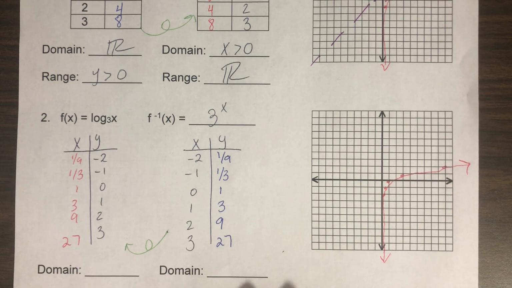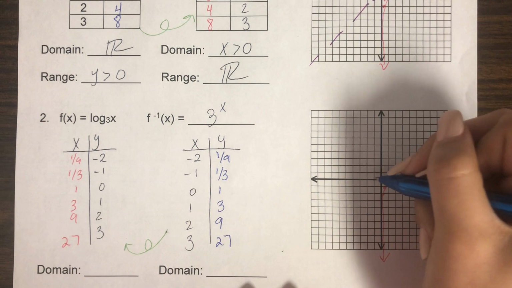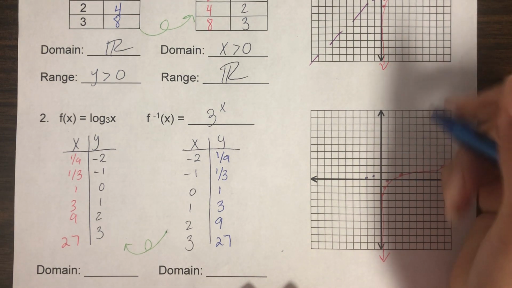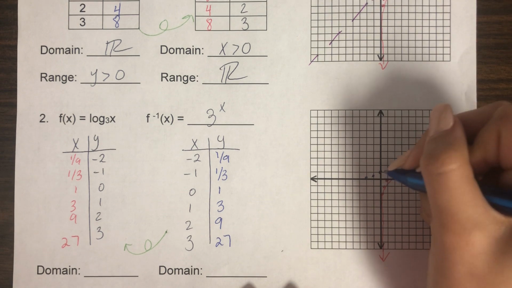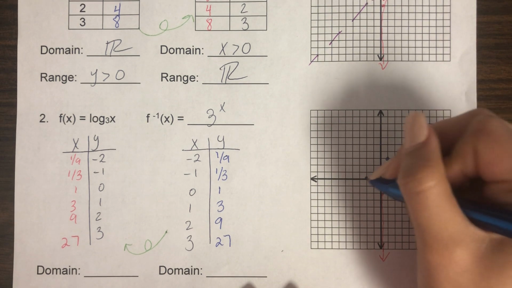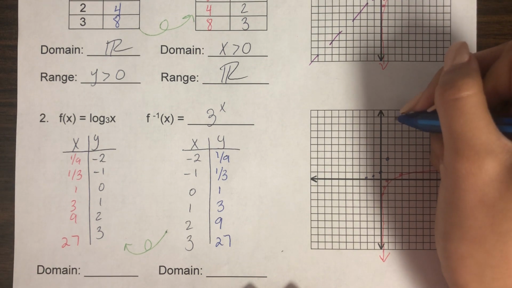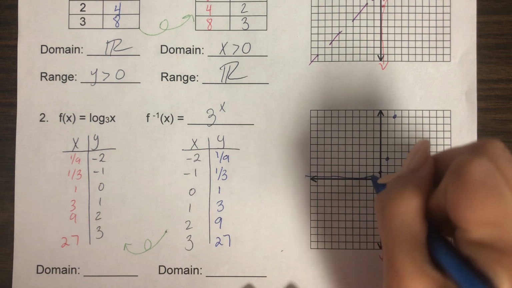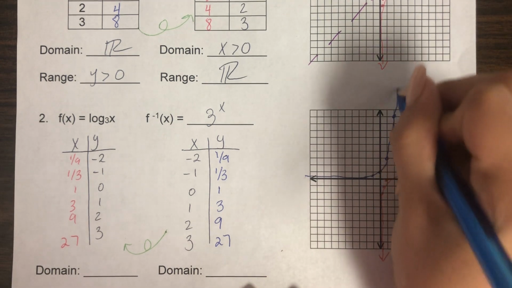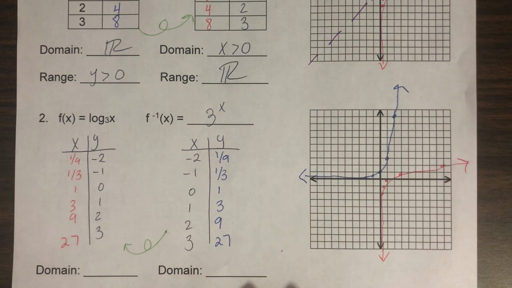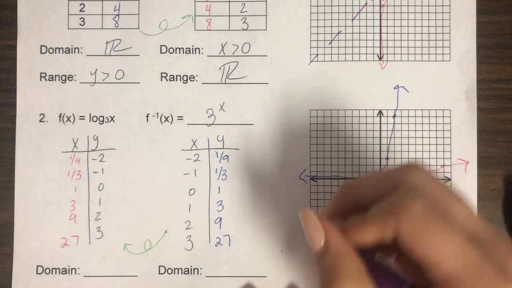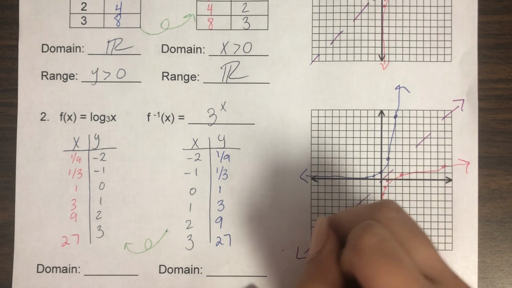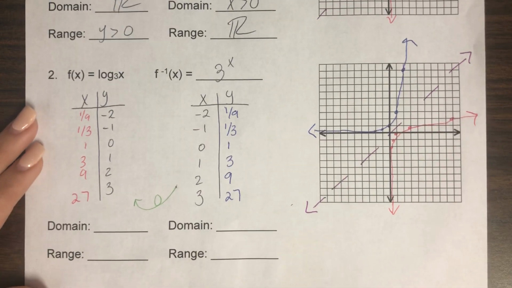Cool. Right away, we can graph this one. -2, it's at 1/9. -1, it's at 1/3. 0, 1. At 1, it's at 3. 2 is at 9. That's it. So I'd go ahead and graph this one as well. Is it symmetrical across the y equals x axis? And we can totally see it is, so we did this correctly.